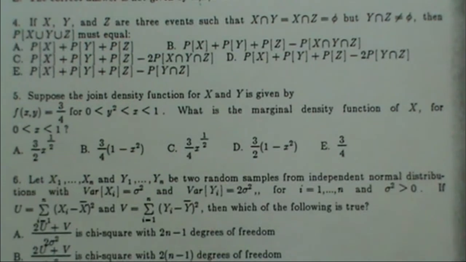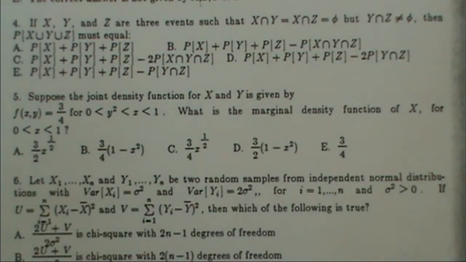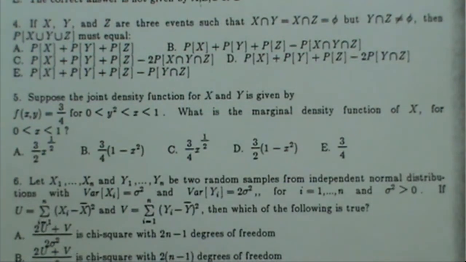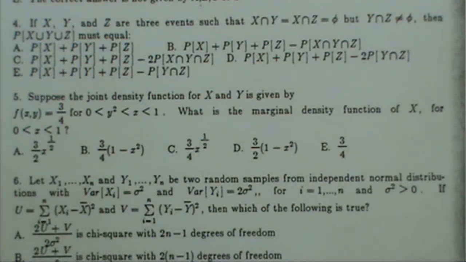Number 5, suppose the joint density function for x and y is given by f of x y equal to 3/4, where 0 is less than y squared, which is less than x, which is less than 1. What is the marginal density function of x for x between 0 and 1?